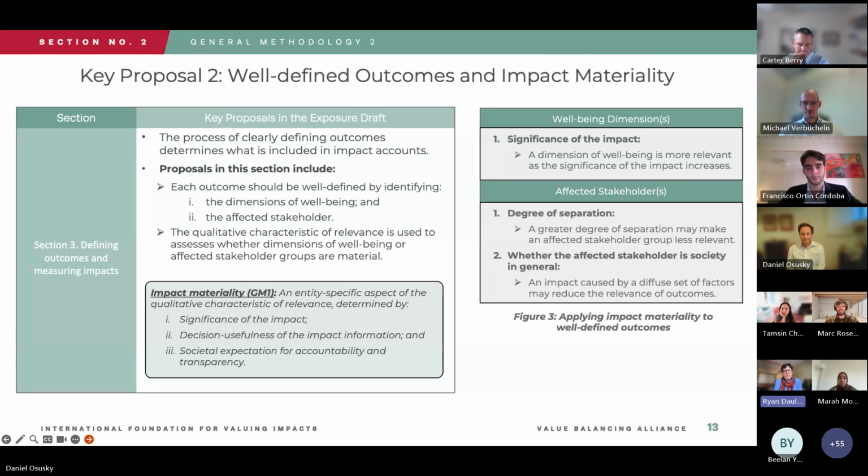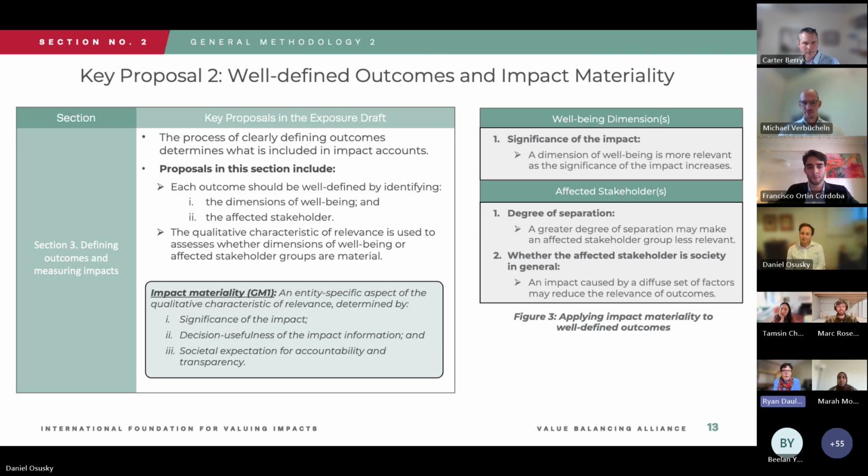The second proposal is how to describe outcomes, so creating well-defined outcomes. And then once those outcomes have been well-defined, how to determine whether they should be included in an impact pathway or not included in an impact pathway. To make that decision, we apply an impact materiality filter. So let me break that down a little bit.